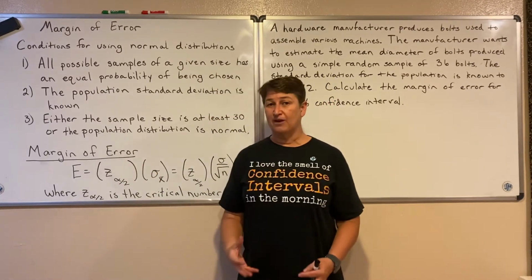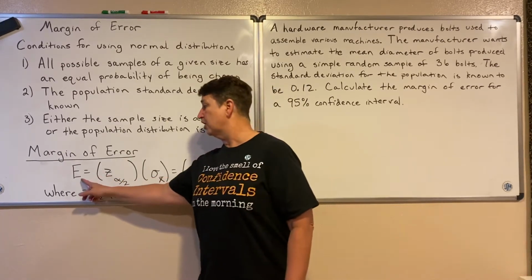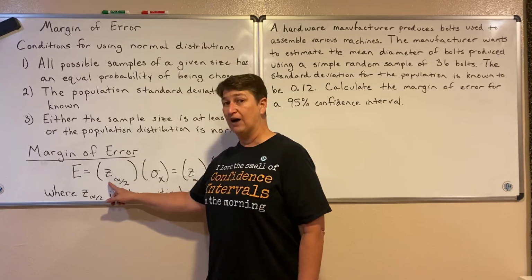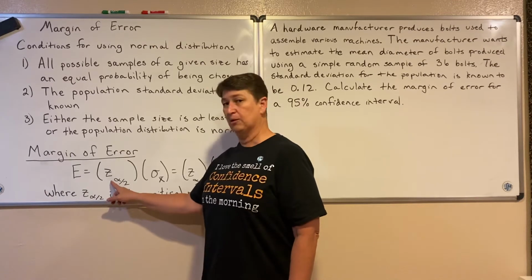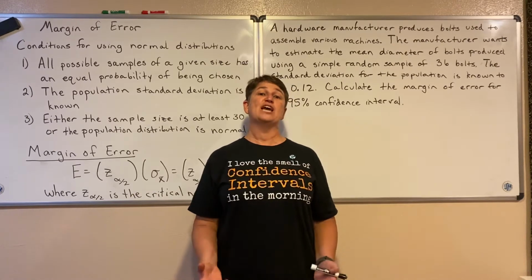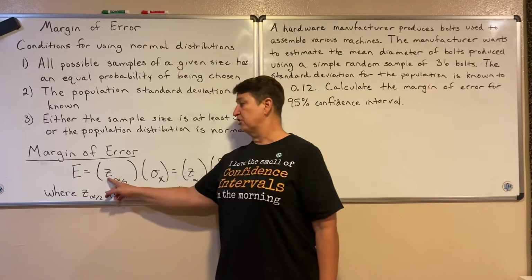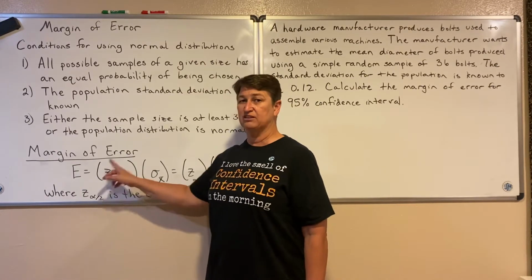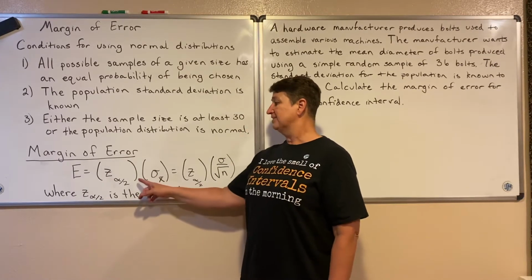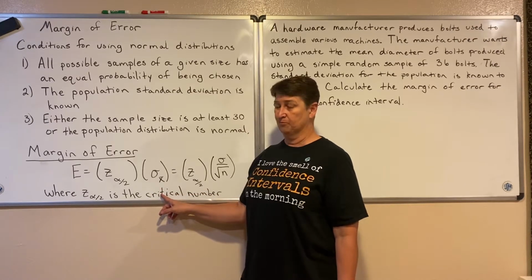And what the margin of error is for our confidence interval is just our critical value. So we call this the critical number. And that critical number is just the number of standard deviations out that we are going in our confidence interval. It's a fancy notation for critical number, which is just the number of standard deviations, times whatever the standard deviation is for our sampling distribution.